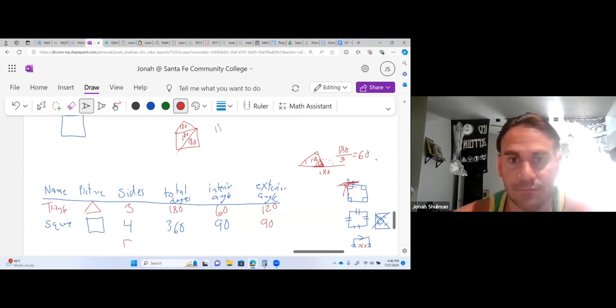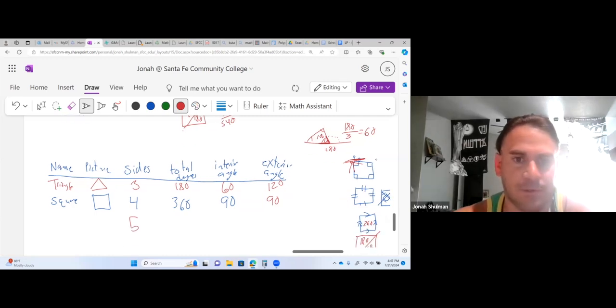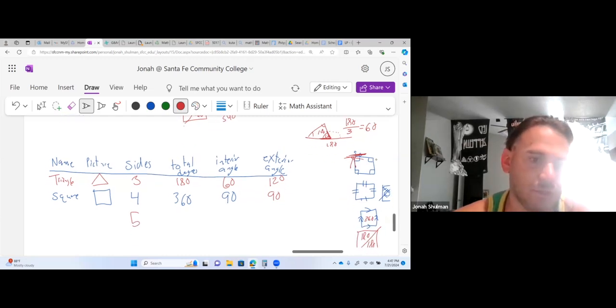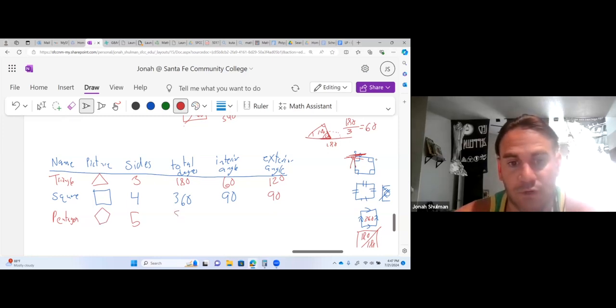180 times 3 is 540. So we call this one the pentagon. Five sides, 540. Now, if I cut the pentagon into how many sides does it have? What's 540 divided by 5? That's 108.